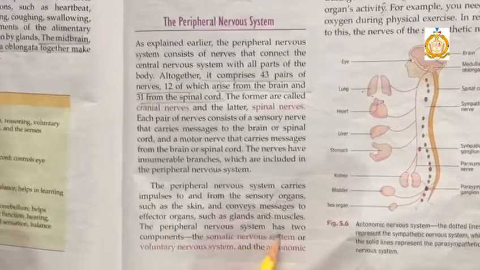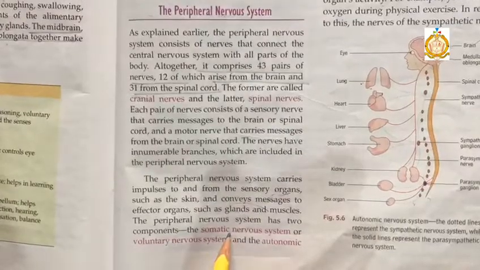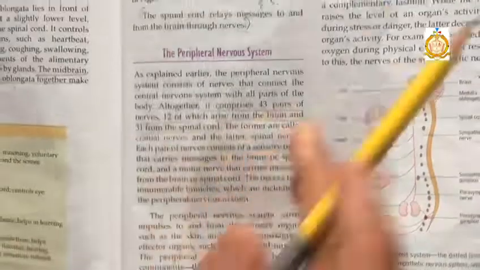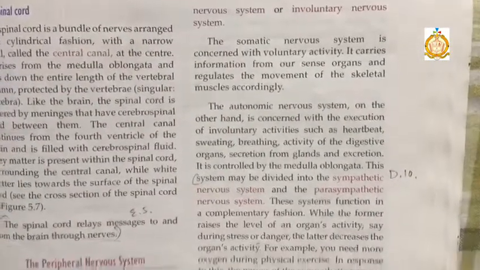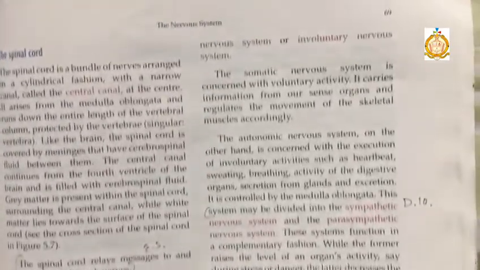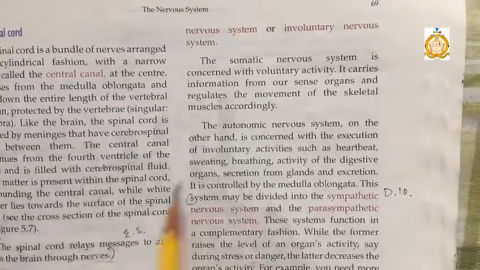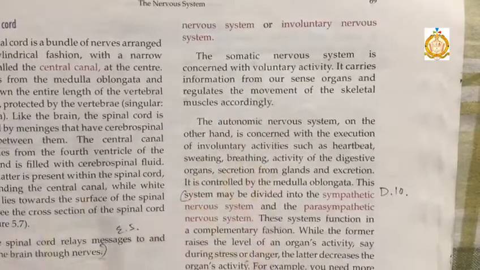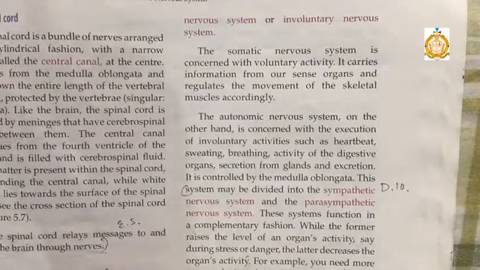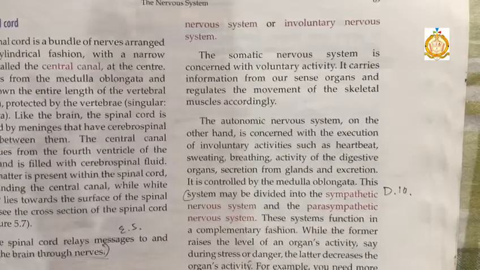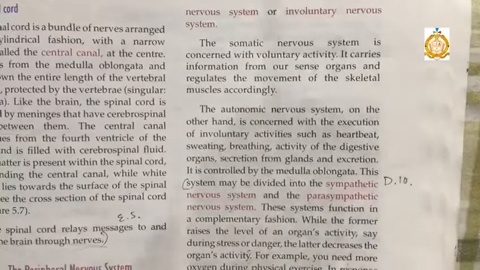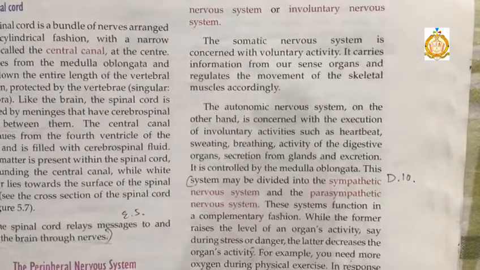The peripheral nervous system has two components: the somatic nervous system, meaning the voluntary nervous system, and the autonomic nervous system, meaning the involuntary nervous system. The somatic or voluntary nervous system is the part that is under our control. It carries information from our sense organs and regulates the movement of the skeletal muscles accordingly. Like movement and posture, our hand movement, that is under our control, so that is the voluntary nervous system.